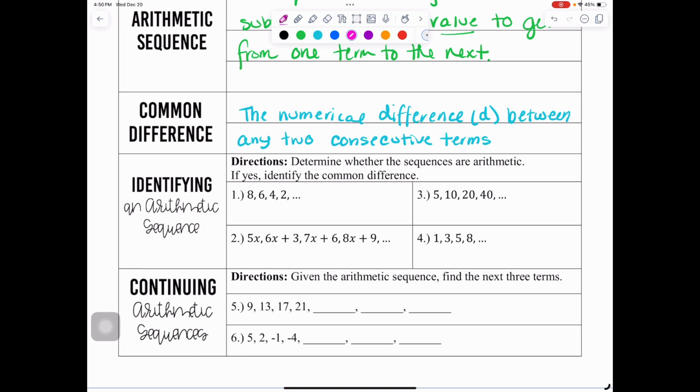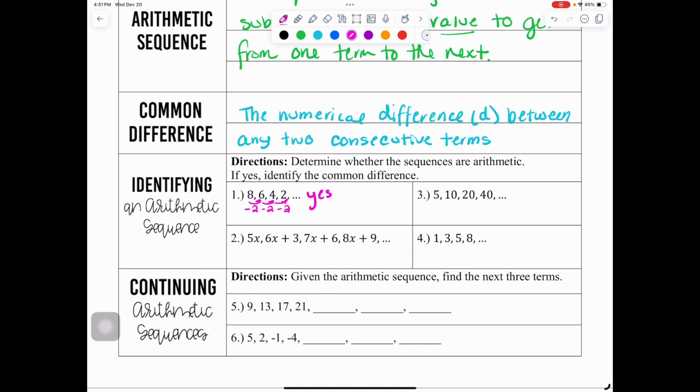So when you're identifying an arithmetic sequence, you're going to determine whether the sequences are arithmetic, and if they are, you're going to identify the common difference. So it's only going to be arithmetic if we see an adding or subtracting pattern and that number is the same every single time. So when I look at number 1, I see 8 went to 6 by subtracting 2, 6 went to 4 by subtracting 2, 4 went to 2 by subtracting 2. It is the same subtracting pattern every single time between all the terms. So yes, this is arithmetic.